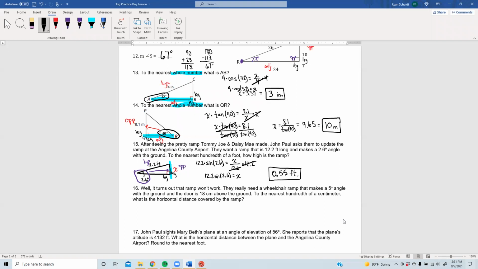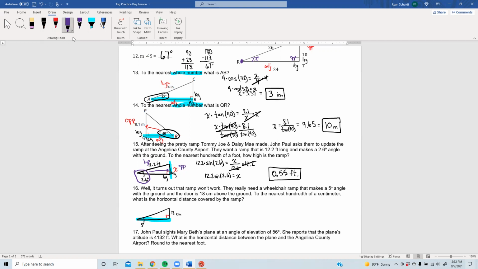Okay, so let's draw a triangle here. Again, here's our right angle. Label what they give you. And you have a 5-degree angle right here. The door is 18 centimeters above. They want to know the horizontal distance covered by the ramp. So that's the side-to-side distance.